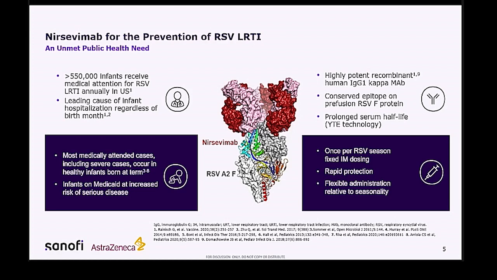Nirsevimab is a recombinant monoclonal antibody that is targeted at the RSV F protein in its pre-fusion conformation, and it has a modification to the Fc region that prolongs the half-life, making it possible to prevent RSV throughout the entirety of the RSV season with a single dose by tripling the half-life of the antibody. Next slide, please.